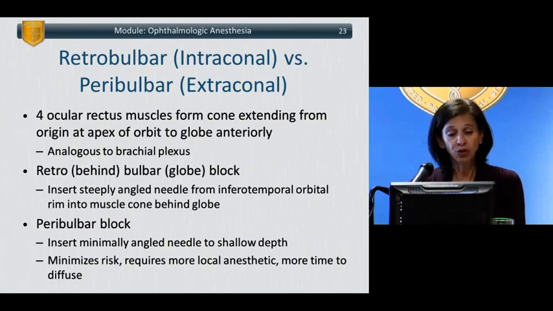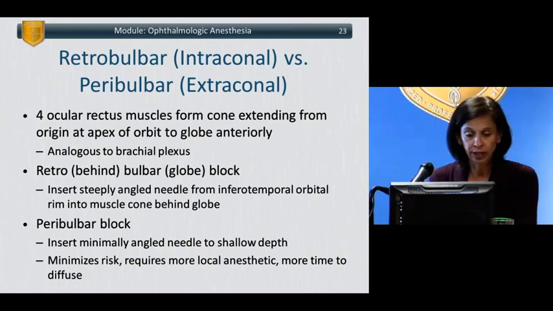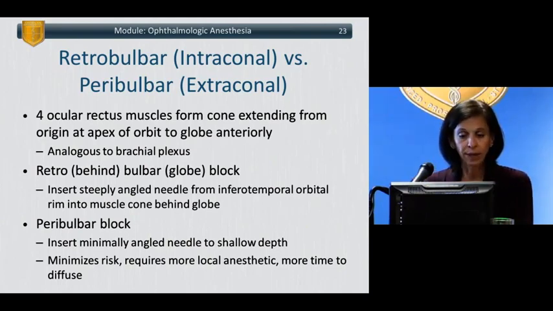So retro means behind. Bulbar means the globe. So it's a drug that's injected behind the eye. It requires insertion of the needle deeper and angled from an inferior temporal direction to end up behind the eye.